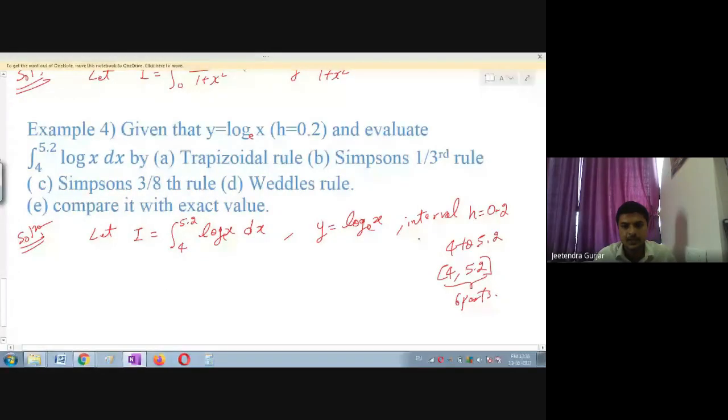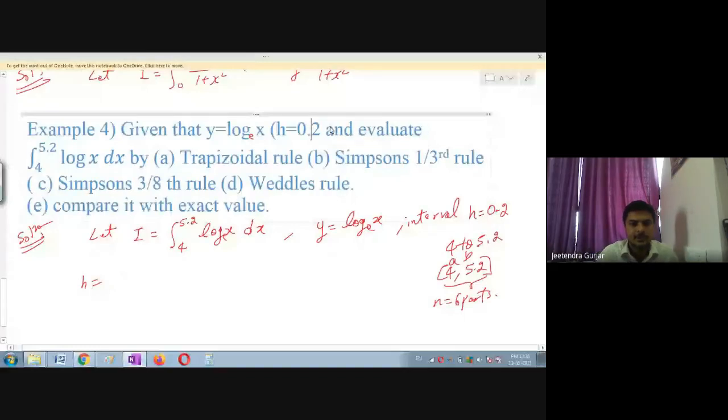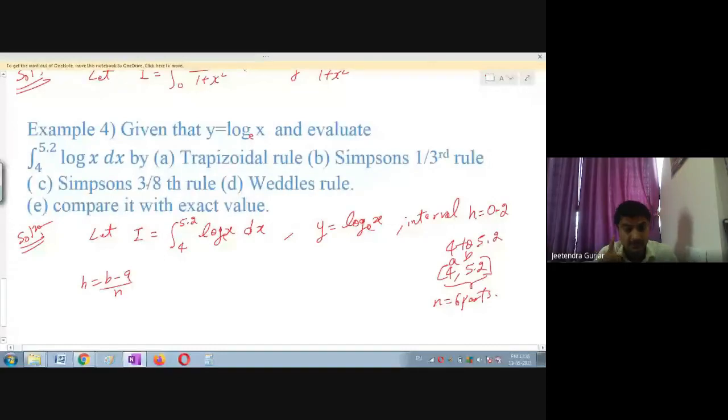I will take here, okay. So as I told you, this is a and b. So h you can also verify like this. Suppose they have not given h. We'll assume that h is not given in the question. h is nothing but equal to (b minus a) upon n. So how will you choose n? It must strike in your mind whenever they have given Weddle's rule, right?